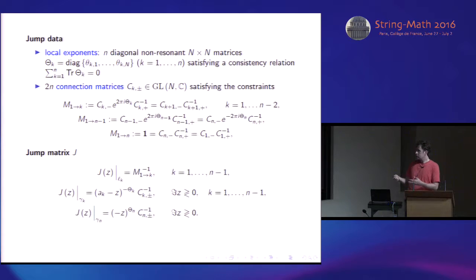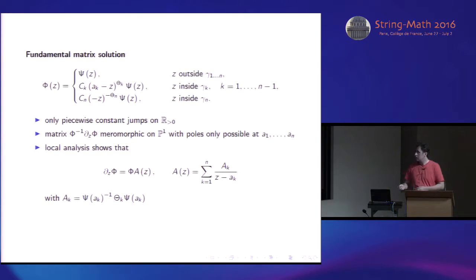And they are supposed to do the following. So the constant jumps like this, they encode the monodromy. And the non-constant jumps, they encode the singular behavior of the fundamental matrix solution phi. So indeed, if we define phi in this way, via the solution of Riemann-Hilbert, then we can easily see that this phi has only piecewise constant jumps on the positive real axis.